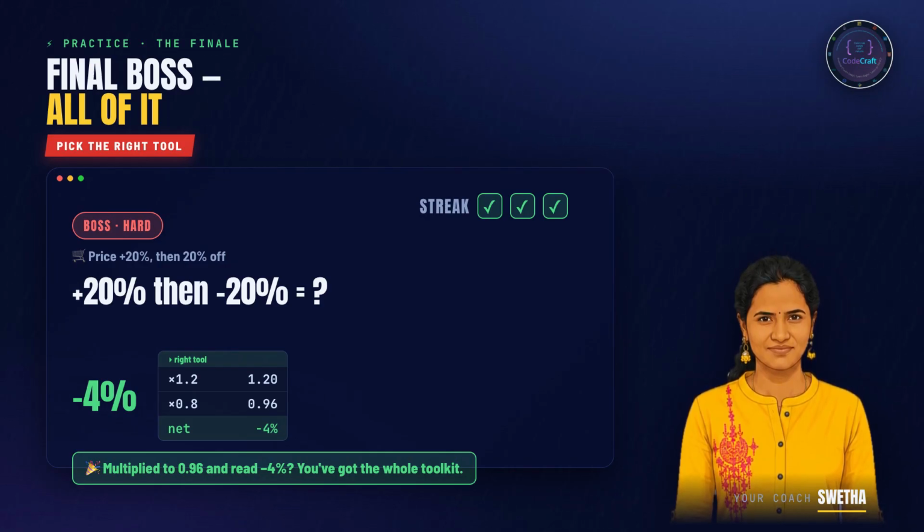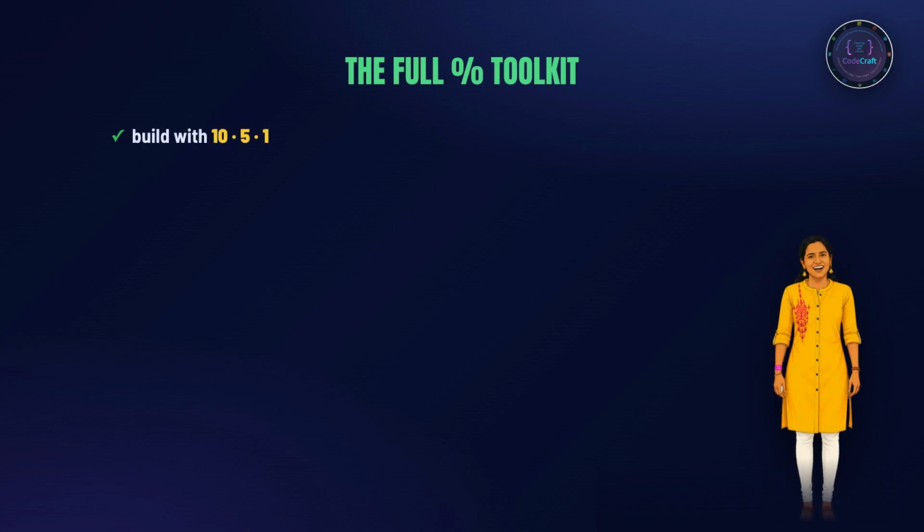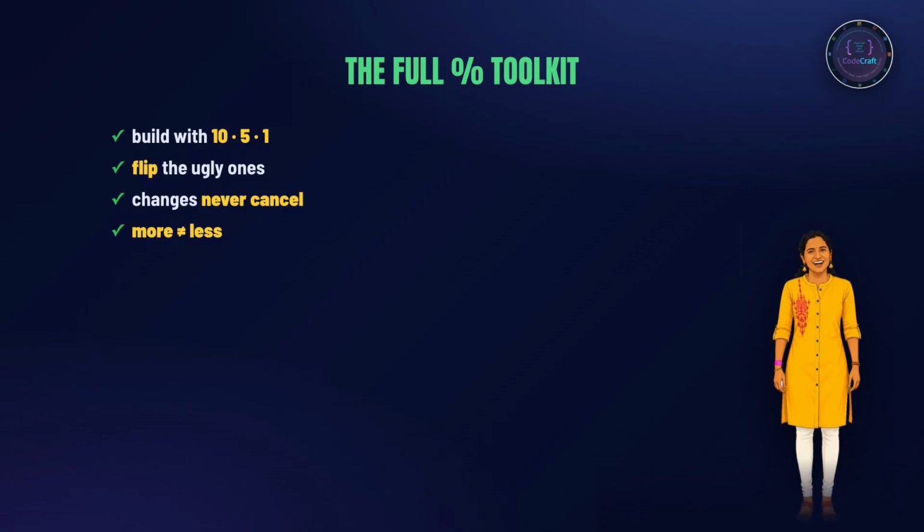Fantastic work. And that's the whole toolkit. Build with 10, 5, and 1. Flip the ugly ones, and remember, changes never cancel, and more isn't less.